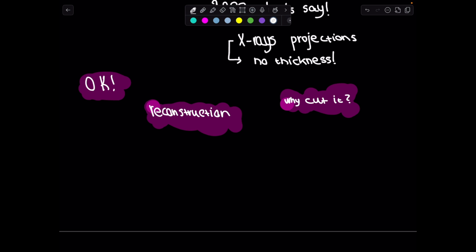Other orientations, like coronal, front to back, or sagittal, side to side, can be reconstructed from the data, but they're less standard because transverse slices give a clear, systematic view of the thorax from top to bottom.